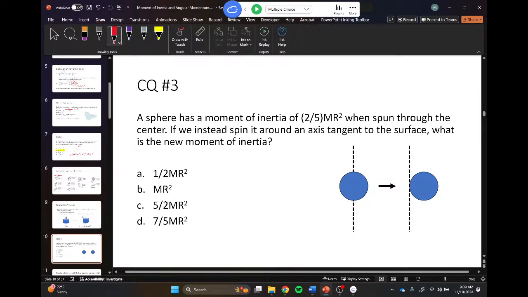What if instead of spinning it about the center, we spin it about the outside? Again, it's doing this off-center rotation where it's rotating about a pole. You can imagine it's glued to that dotted line and it's rotating about that dotted line.